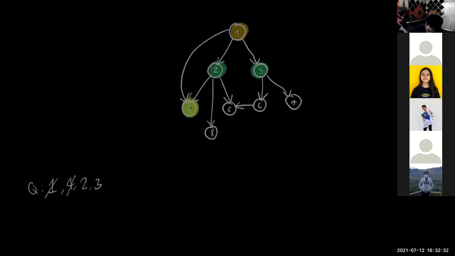2 is now what we're looking at. And we know that 2 has two children, 8 and 5.